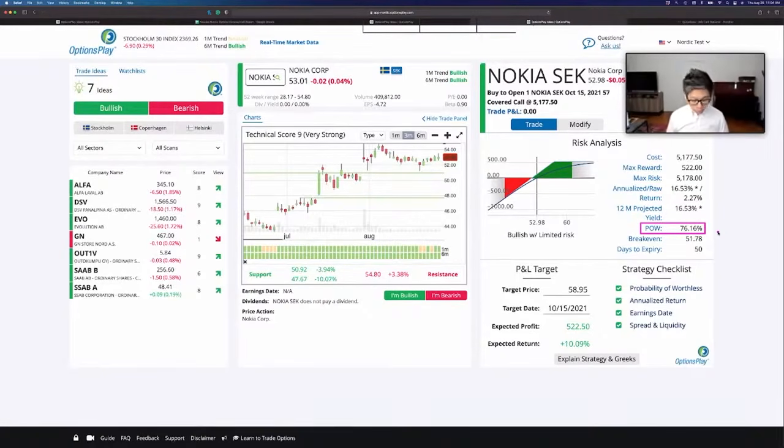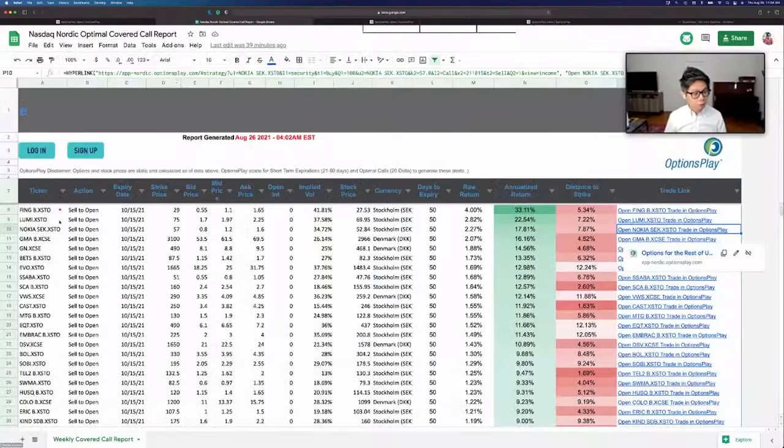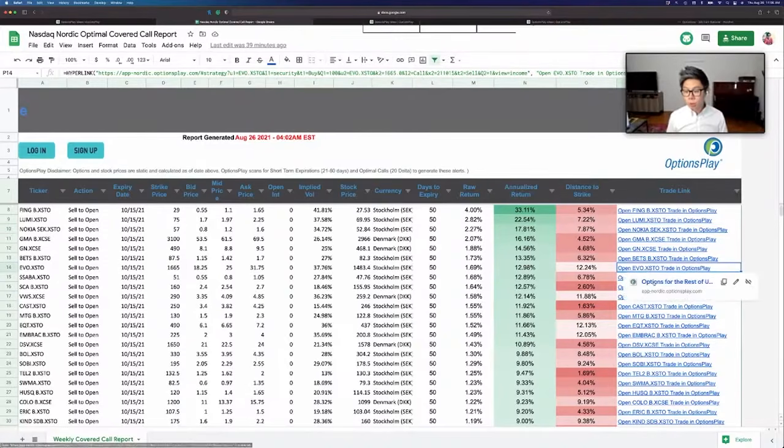So these are the analytics that you can use to quickly look at a trade, and you can use the covered call report. Like I said, you go down this list, you look for stocks that you own. I know there are some very popular stocks here like Evo Gaming, Embracer, some of the names that people have really started to pick up during the pandemic. You can go across the screen, click on the stock, click on the trade link here on the right-hand side, and quickly analyze the trade that you're looking at.